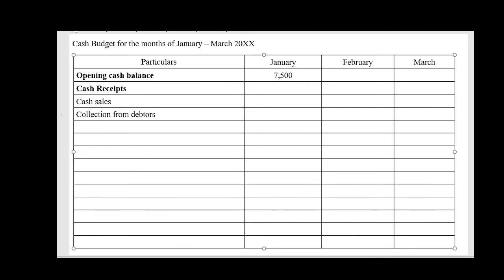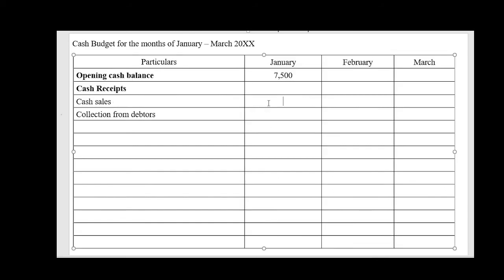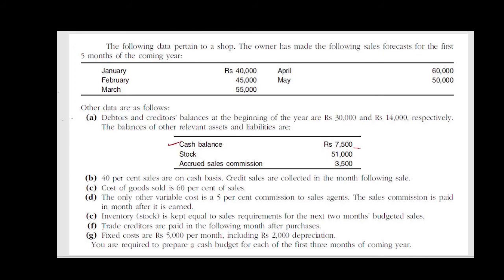Let us go back to our calculations of cash sales. So 16,000, 18,000 and 22,000 are the cash sales. Please take it from the first calculation. Okay, so that will be the cash sales. Coming to collection from debtors, where do you get the collection from debtors? Debtors will arise in case of credit sales, right? Now, what is mentioned in the problem relating to credit sales?